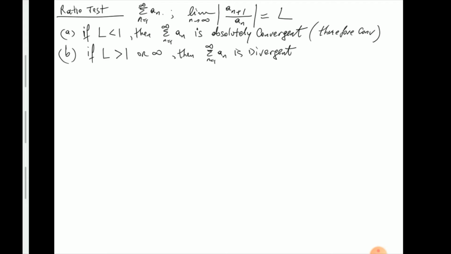So it gives you these two extremes, divergence or absolute convergence. It doesn't give you conditional convergence that we talked about before. So in the third case, if the limit is equal to 1, the test is inconclusive. Must use other tests as appropriate.